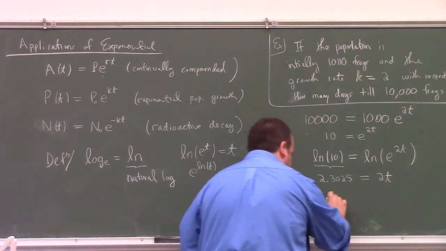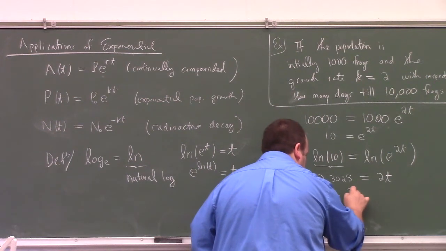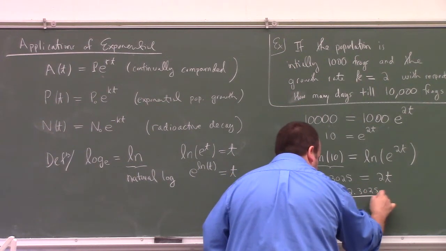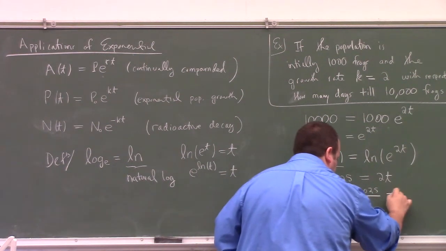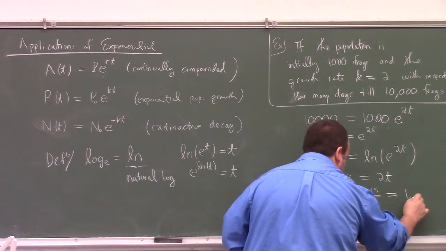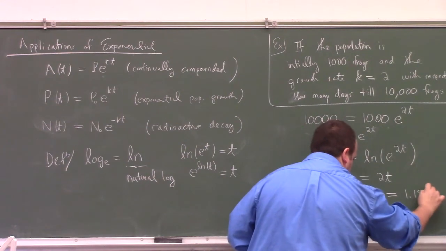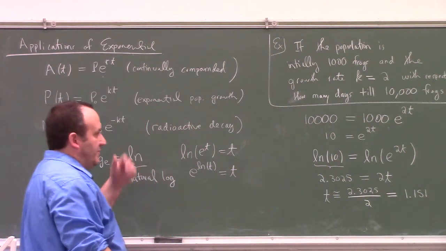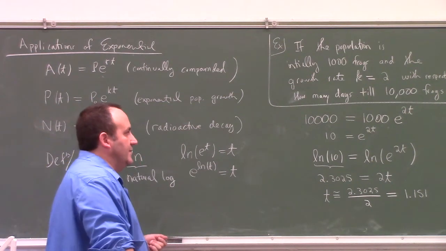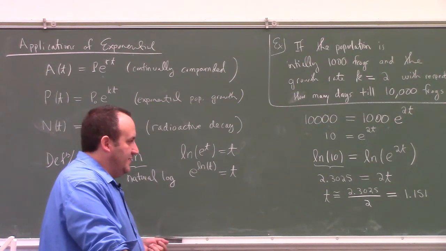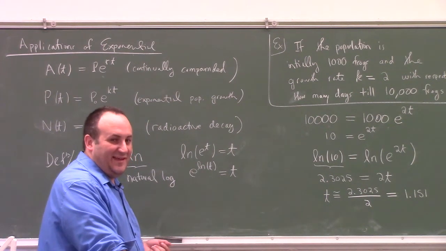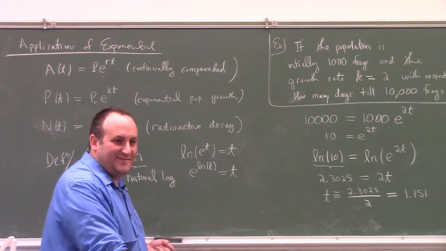So what's t equal to? T is equal to 2.3025 approximately divided by 2, which is 1.151. So if you have a growth rate of 2, how many days till 10,000 frogs? About 1.15 days. So not long, right?